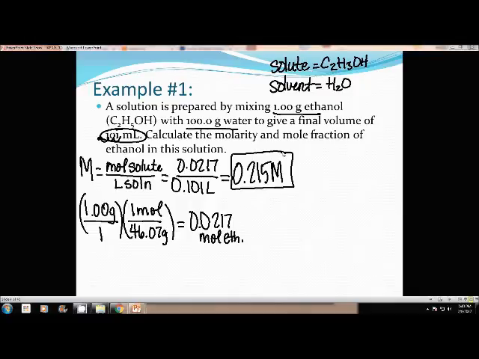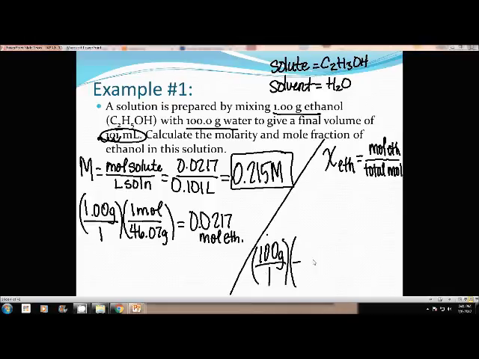We're going to use some of this information to help us solve for the mole fraction. We want to find the mole fraction of the ethanol, so we need the moles of the ethanol over the total moles. We already know the moles of the ethanol because we solved for that right over here. But we need to know the total moles, so we need to figure out how many moles of water are in the solution. We have 100 grams of water, and we're going to divide by water's molar mass, which is 18.015. So the moles of water is equal to 5.55 moles of water.